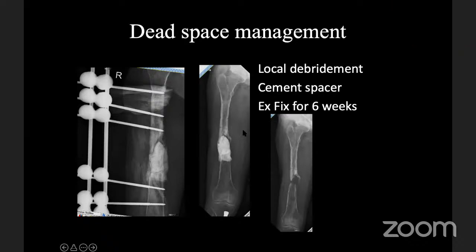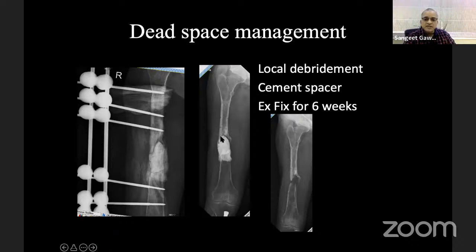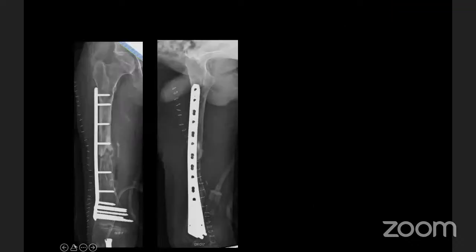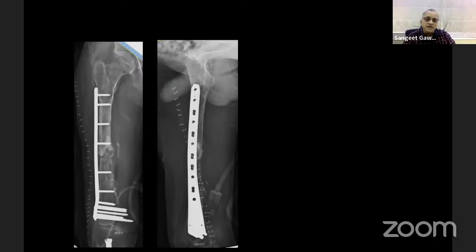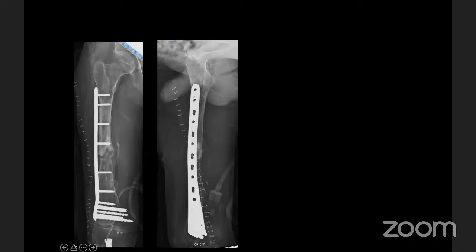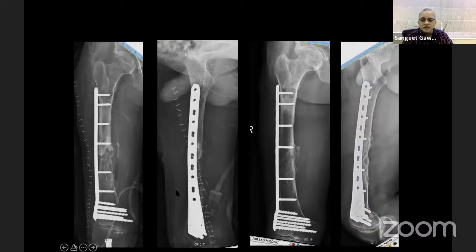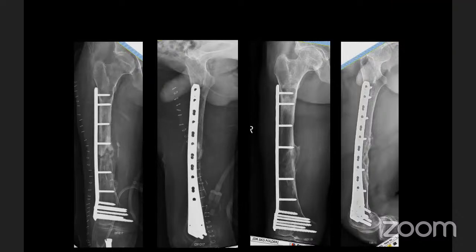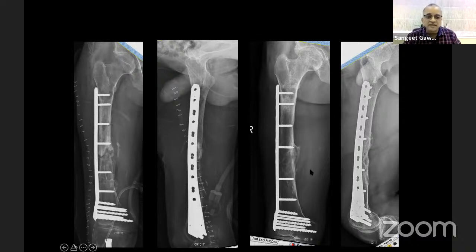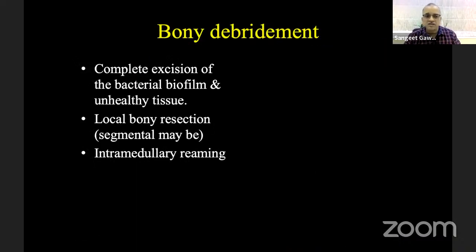After 6 weeks of cement spacer, the patient was left with some amount of shortening. And once the biochemical markers were normal, he was grafted, and the fixation used was a lateral plate. And at the end of 1 year, you can see how beautifully the non-union has healed. So if we follow the principles appropriately, one can get a union like this in a difficult situation.